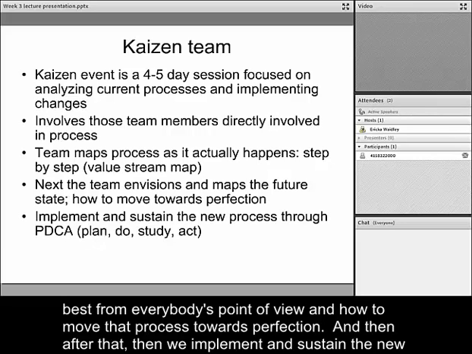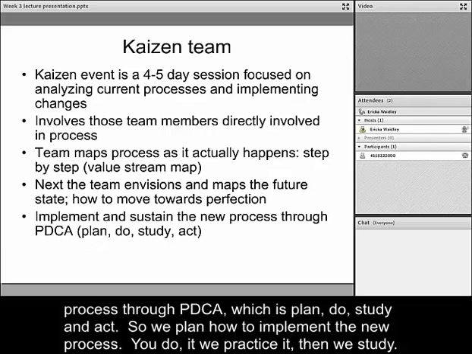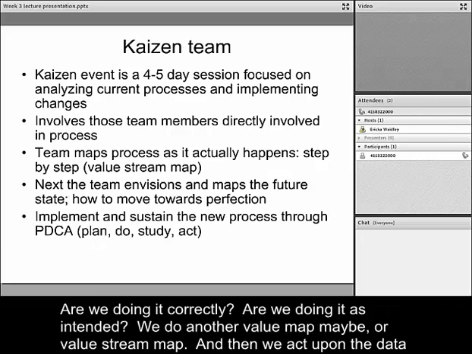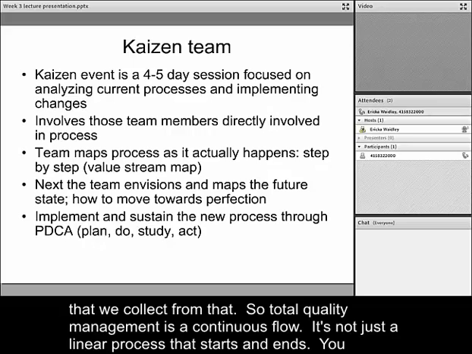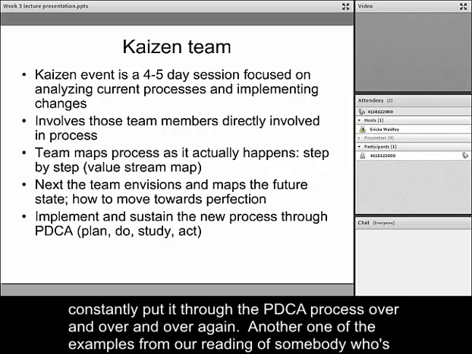And then after that, we implement and sustain the new process through PDCA, which is plan, do, study, and act. So we plan how to implement the new process. We do it, we practice it. Then we study, are we doing it correctly? Are we doing it as it intended? We do another value map maybe, or a value stream map. Then we act upon the data that we collect from that. So total quality management is a continuous flow. It's not just a linear process that starts and ends. You constantly put it through the PDCA process over and over and over again.